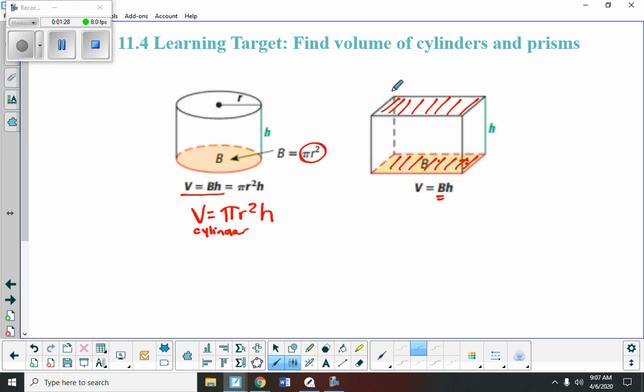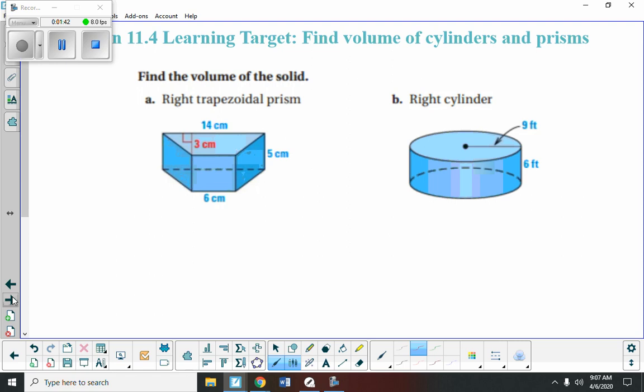The height, think of the height as the distance between the bases. Okay, that is your perpendicular distance between the bases. Okay, so let's do one of these. Find the volume of the solid. So volume equals area of the base, that's what big B is, times the height.